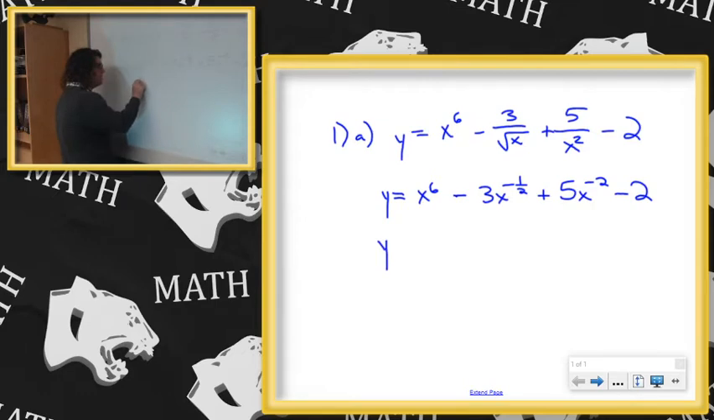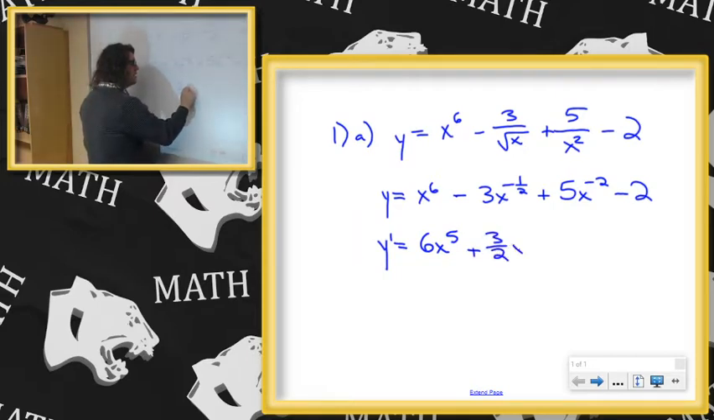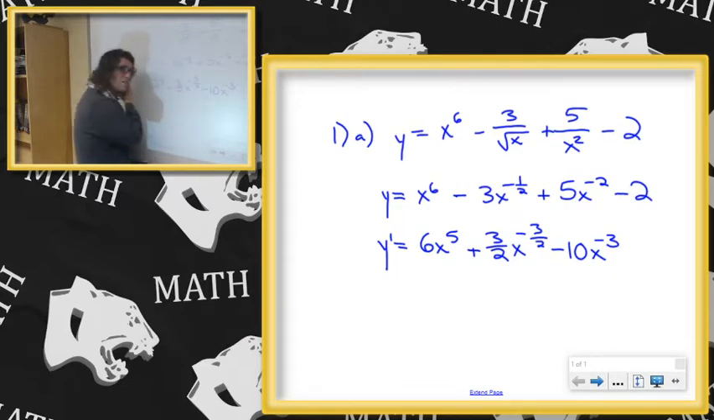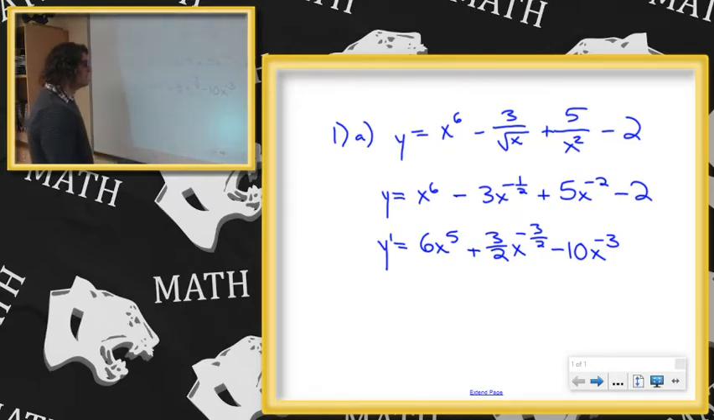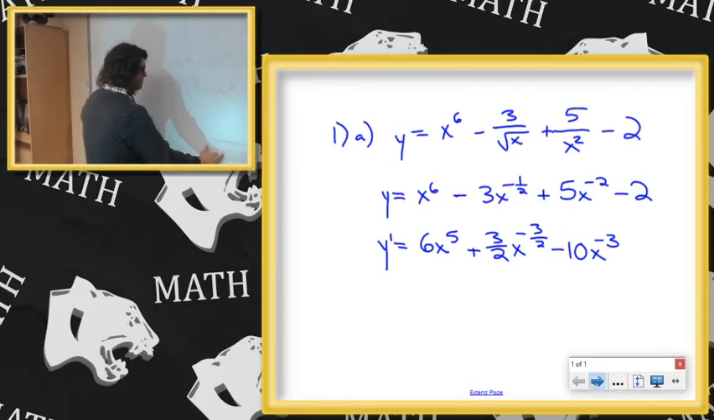All right, well, I'll go ahead and actually take the derivative now. So y prime is equal to 6x to the 5th plus 3 over 2 x to the negative 3 over 2 minus 10x to the negative 3 and then plus 0 there at the end. So that's all I'm going to do here. And it says that we do not need to simplify. So I'll leave it at that.